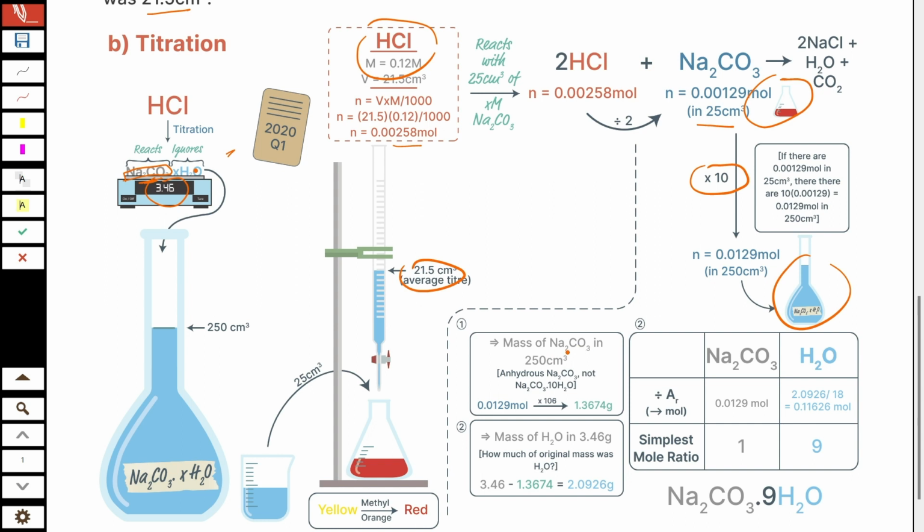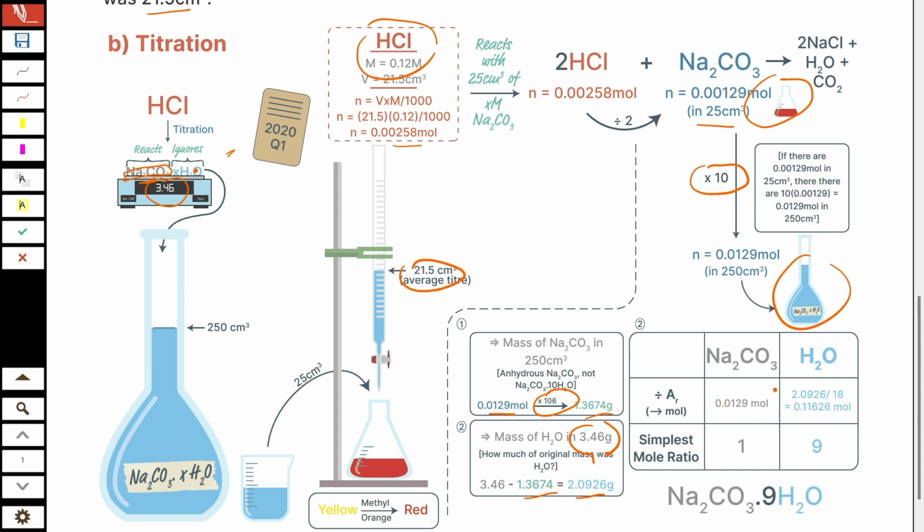So I need to find the mass of sodium carbonate in 250 centimeters cubed. I have the moles in 250 centimeters cubed. The formula mass is going to be 106, so I can multiply by that to get the mass of sodium carbonate in the 250 centimeter cubed solution. It's easy to find the water then. I originally had 3.46 grams of crystals, so I need to subtract my sodium carbonate from that, and this gives me the mass of water. Now I have the mass of water and the mass of sodium carbonate, so it's just a simple process of getting the empirical formula between the two.